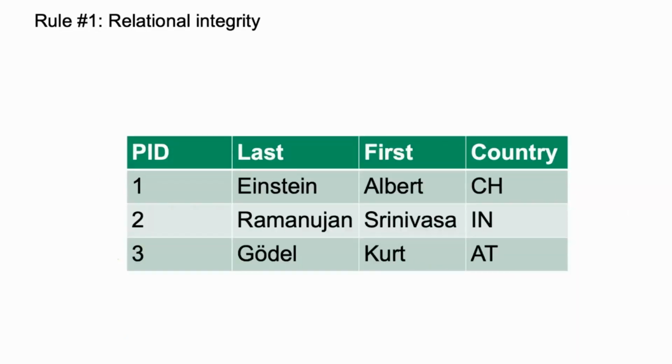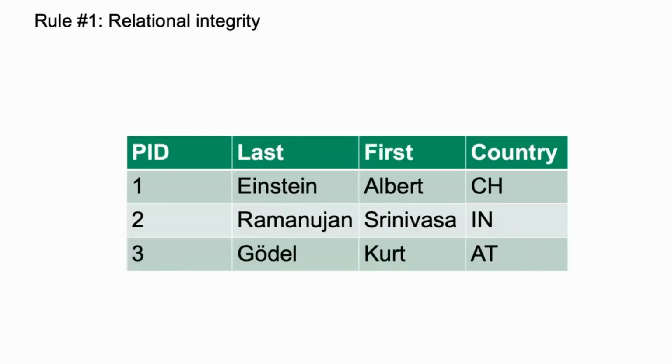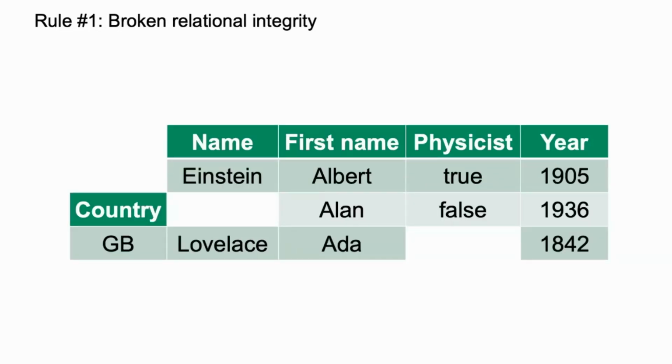Who is with me? Right? This is relational integrity. This is an example where it's broken. In that case, it doesn't hold. That's not a table. Name is missing in the 2nd record. Physicist is missing in the 3rd record. And we have country that is extra in the 3rd record. So here, relational integrity is broken. And here it holds, right? It's very visual. So that is the first rule that my collection of records must fulfill if it wants to be a table. Rule number 1.